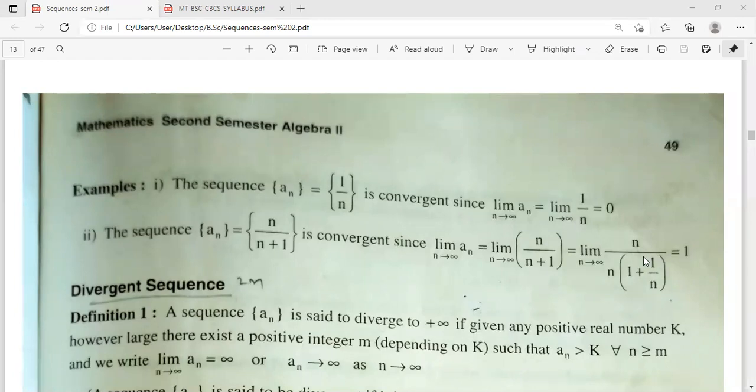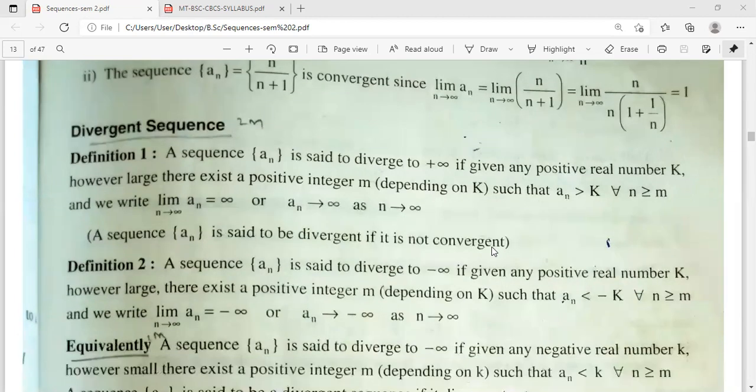What did we take in the convergent sequence definition? In the first case you got 0, here you got 1. That means they are finite and unique quantities. There are no other values, only one unique value exists. Therefore, you can say those two sequences are convergent: 1 by n is one convergent sequence, n by n plus 1 is another convergent sequence, by taking limit a_n equal to L. In the first case L equal to 0, in the second case L equal to 1.